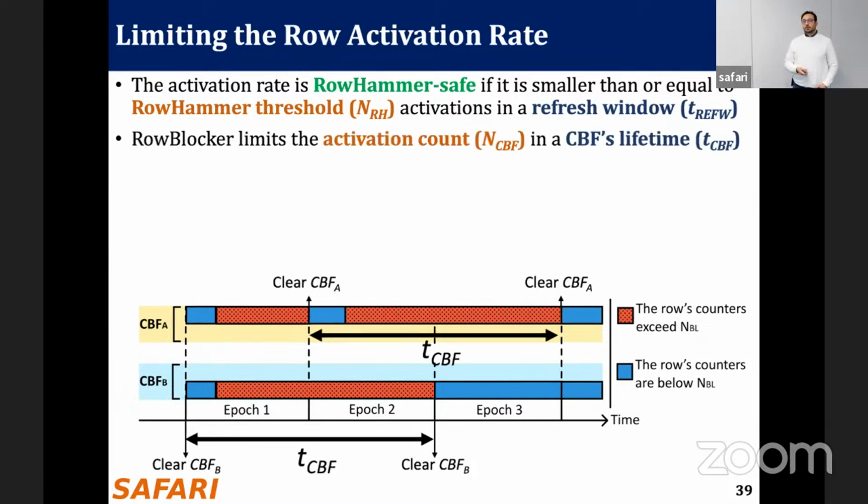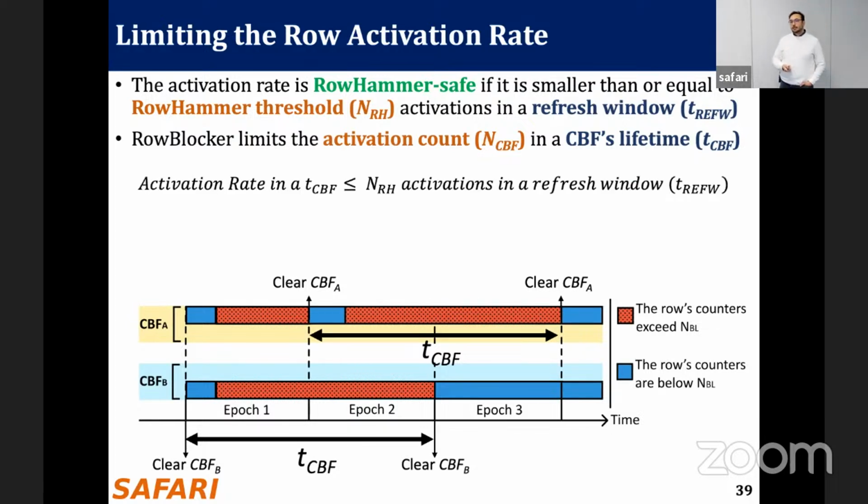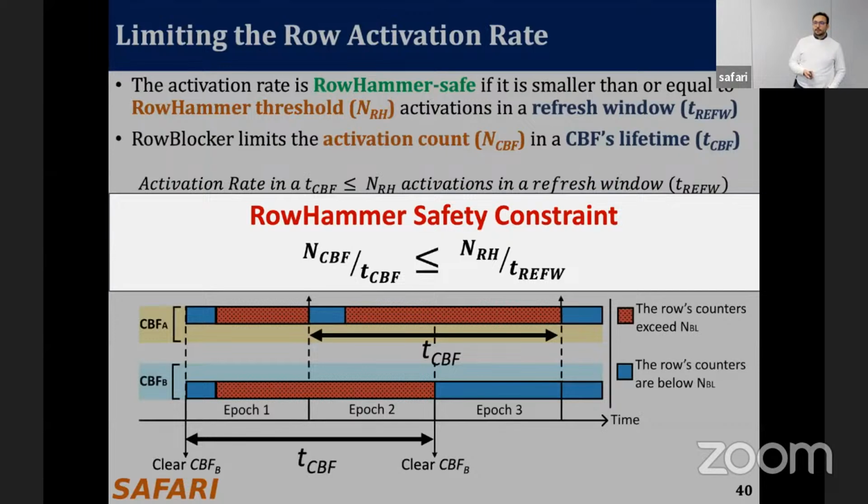To do that, RowBlocker limits the activation count in a bloom filter's lifetime. So within each epoch, or each two epochs, we know that the maximum activation count cannot exceed a certain level. So within each epoch, we ensure some maximum activation rate. And when you add these epochs back to back and reach a refresh window, for example, you do not have enough activations to induce a bit flip. There's a mathematical formula. I'm not going to go through that, but you can check the full paper to understand it more.